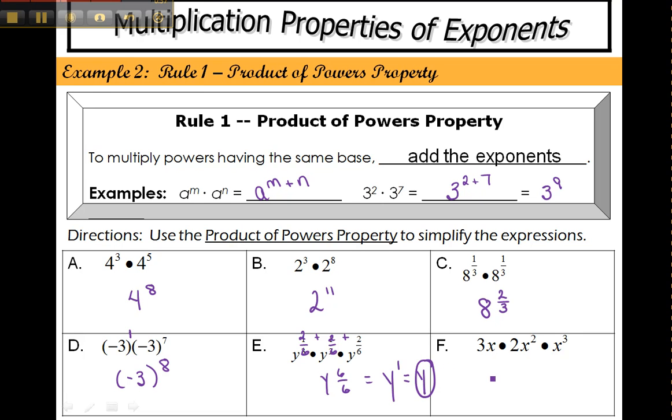On letter F, we can go ahead and multiply the numbers in front together, and there's a 1 on that x, so I went ahead and wrote that in, and there's a 1 right here. That's not shown. So 3 times 2 times 1 is going to give us 6, and then we need to add the 1 plus the 2 plus the 3. 1 plus 2 is 3, plus 3 is 6. So we get 6 to the 6th power.